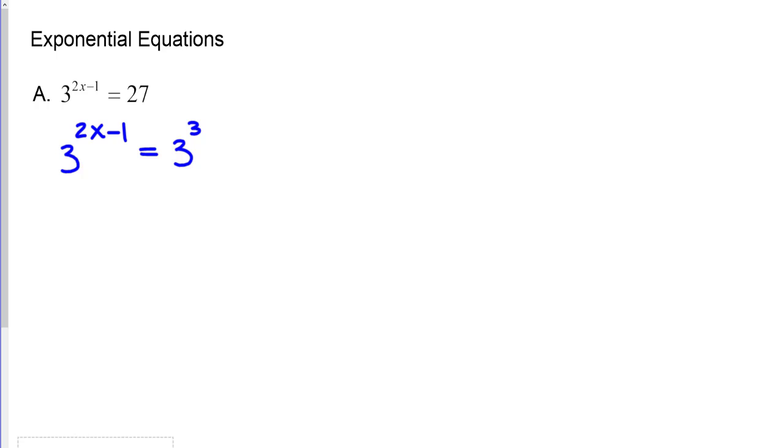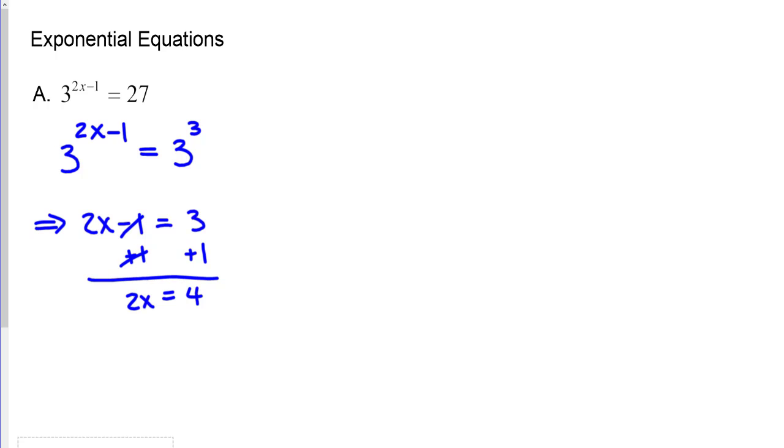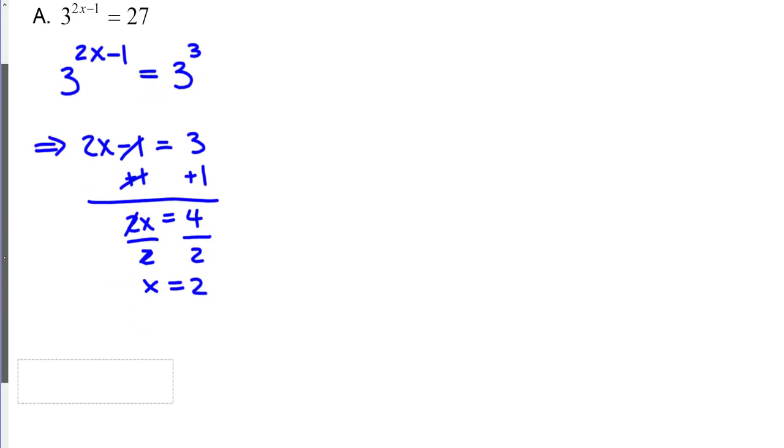So for instance, the bases are the same, so that tells me that the exponents have to be the same. So I can just continue solving only the exponents. So in this case, I would add 1 to both sides, cancel out the 1, 2x equals 4, and then when I divide both sides by 2, I get x is equal to 2. And that is the solution there. Let's look at another example.